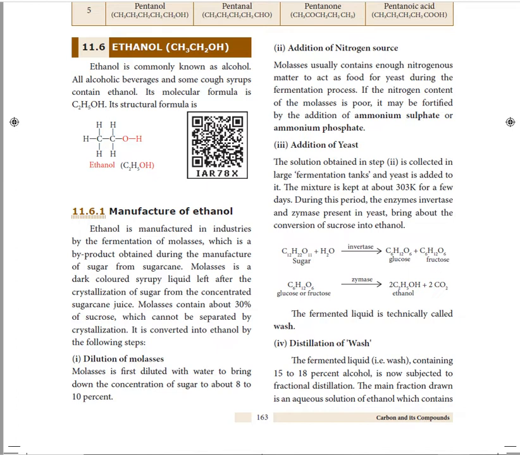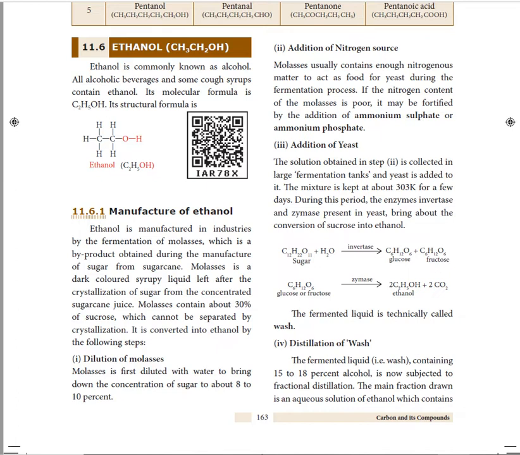Last week we saw carbon and its compounds. Today in the session, part 2, we are mainly going to see the manufacture of ethanol, its chemical properties, physical properties, and uses.